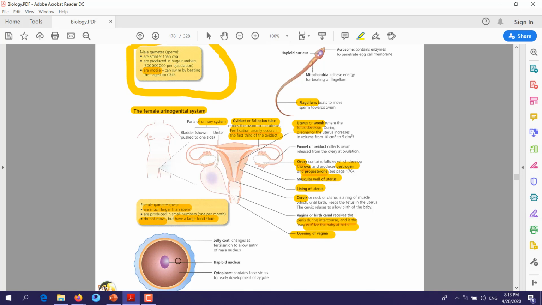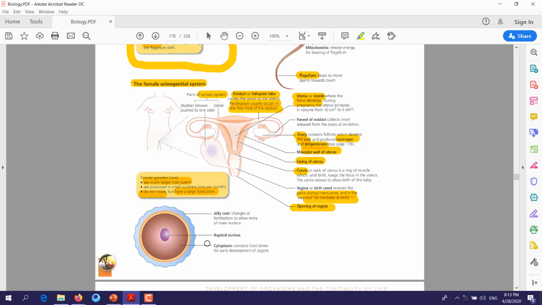If we compare the number of produced gametes, in the male it's about 300 million per ejaculation. Here they are produced in small numbers, which is 1 per month. Sometimes it could be more than 1, depending on the body hormones.